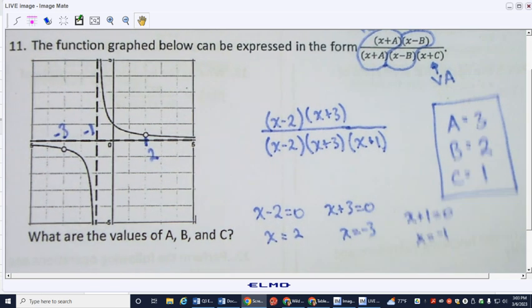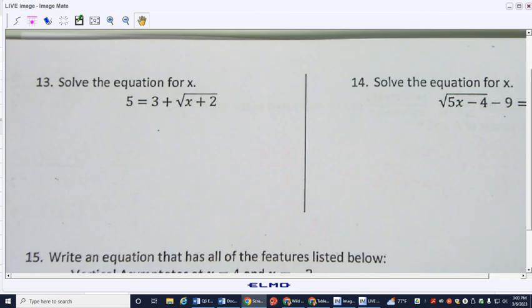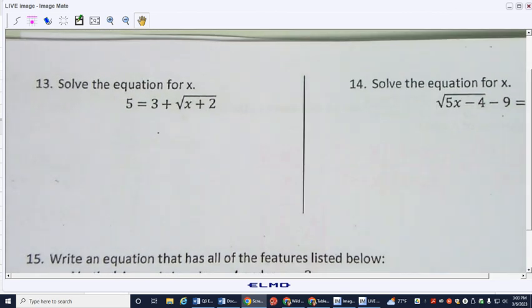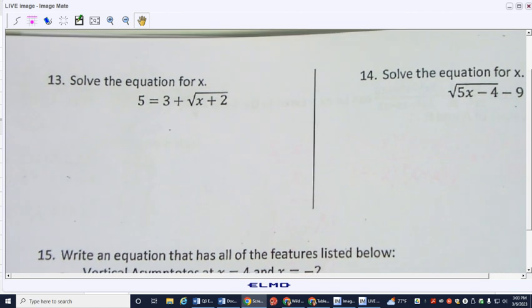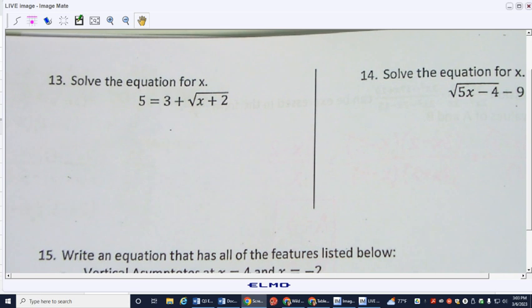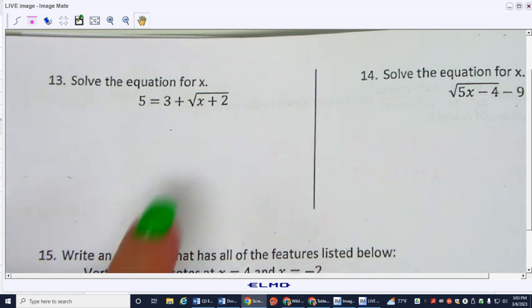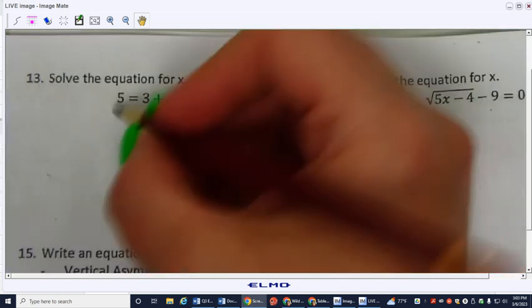Okay. Let's skip to number 13. Number 13, solve the equation for x. Whenever you're trying to solve equations that have roots in them, you have to get the root all by itself. So I have to get rid of that 3 that's being added to the root. How do I get rid of this 3? Subtract it.